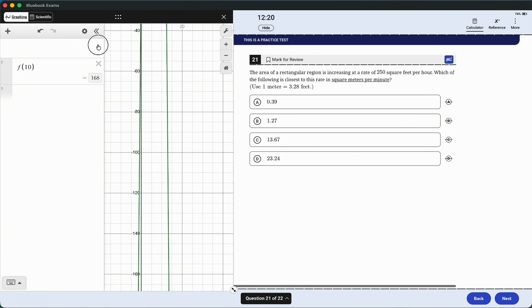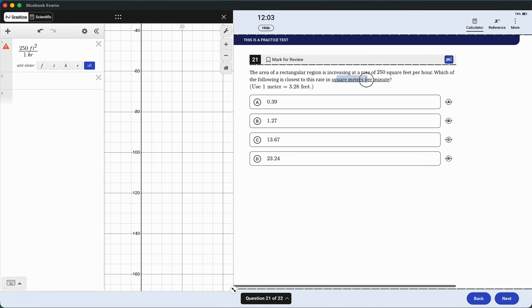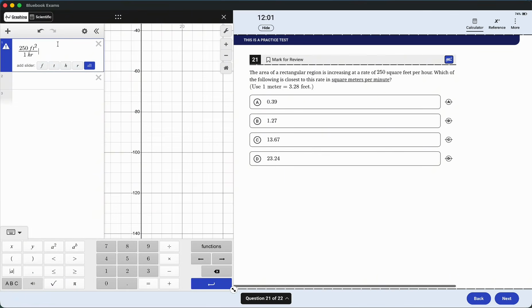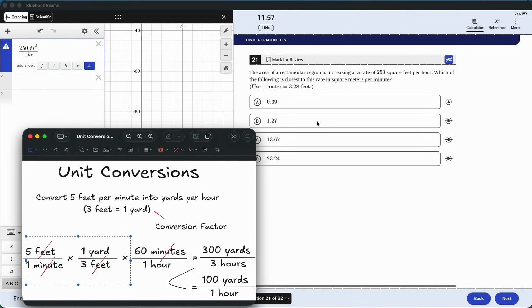Next one here. The area of a rectangular region is increasing at a rate of 250 square feet per hour. This is going to be a conversion problem. So it's 250 square feet, which means feet squared, per hour. So that's per 1 hour. And we want to change it to square meters per minute. So this is just doing unit conversions, which is pretty common.